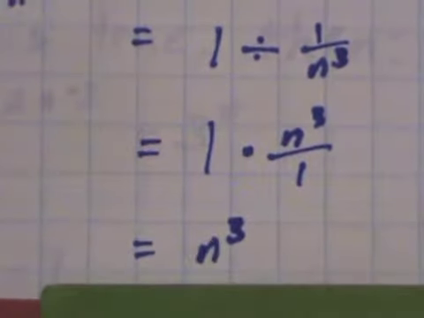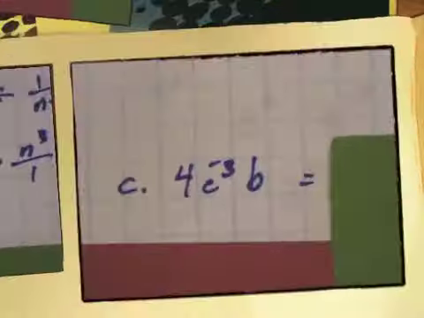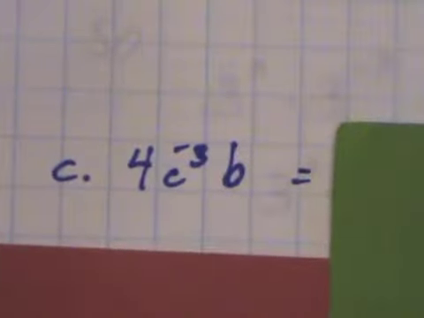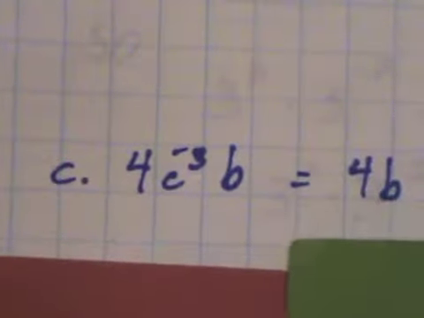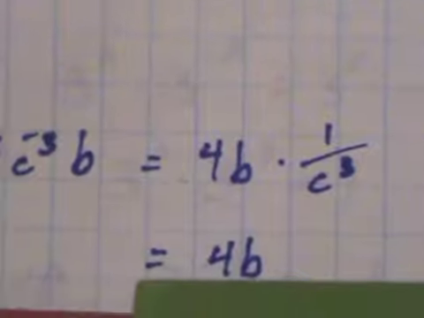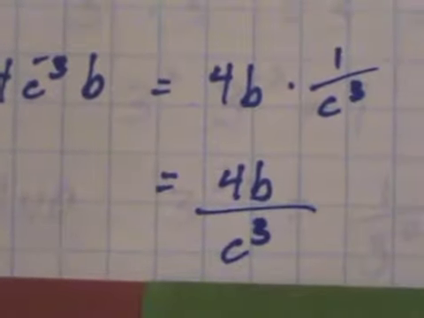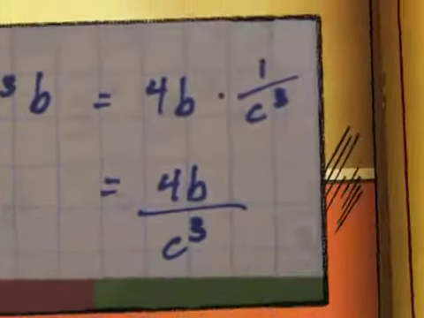1 times n to the third over 1, which is the same thing as n to the third. You might need to go back and watch letter B again. You're going to run into this problem a few times. So letter C is very straightforward. They've given you 4c to the negative third power. Well, you're going to put the negative exponent in the denominator, just like that.